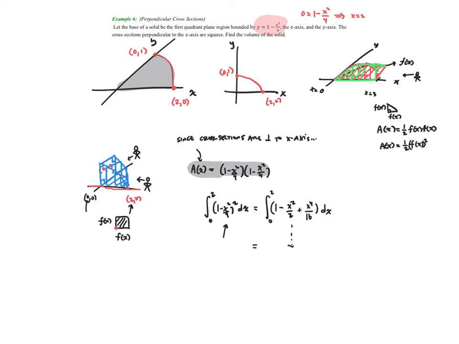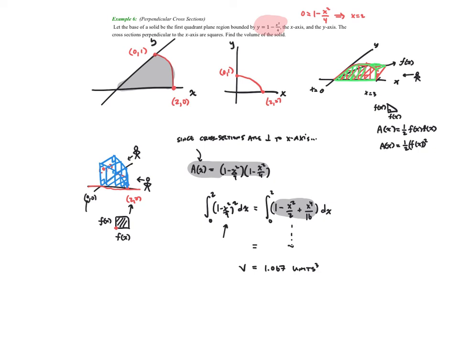So let's go ahead and use Math 9. We'll plug this integrand in for y1, and let's get a solution. Okay, so my answer here to 3 decimal places ends up being 1.067 units cubed.